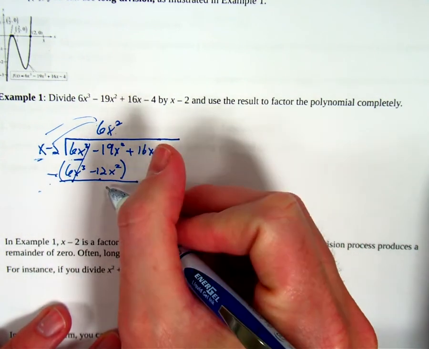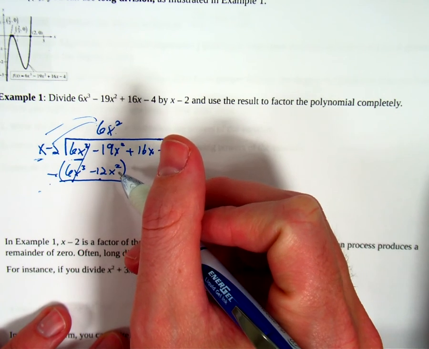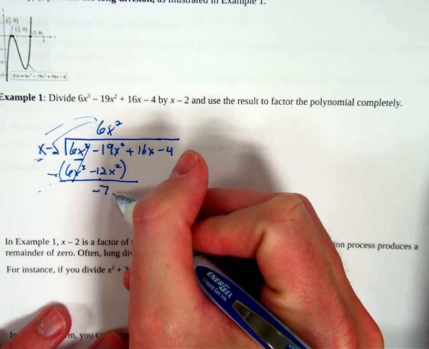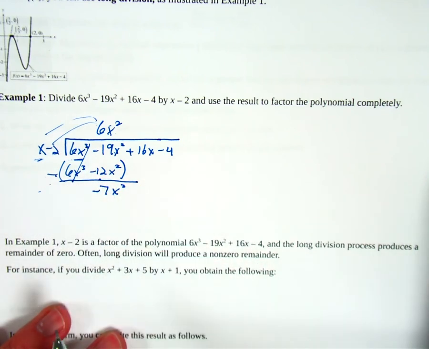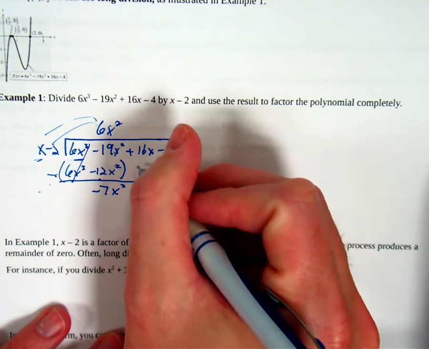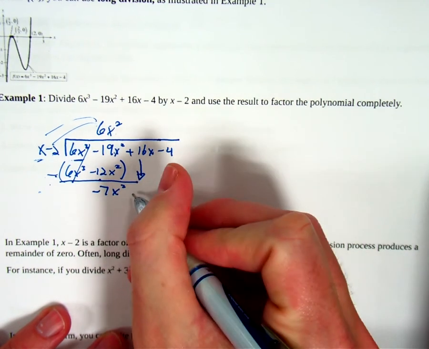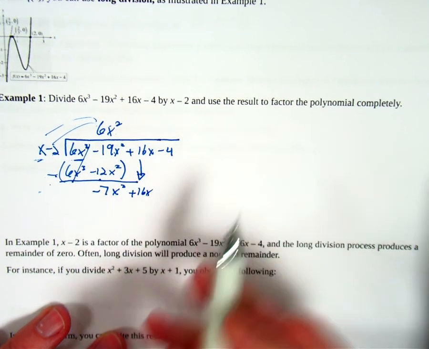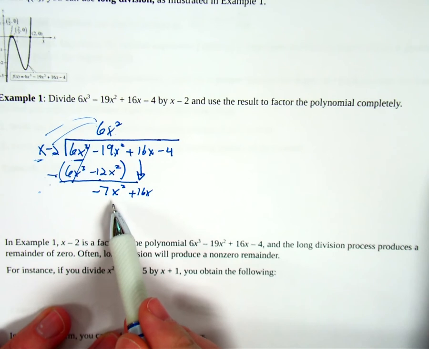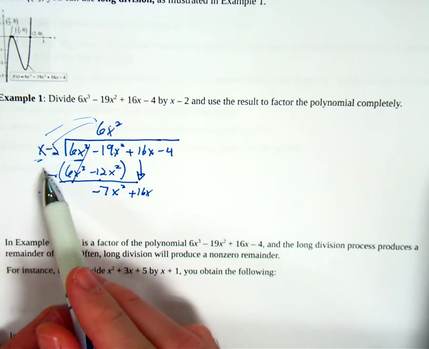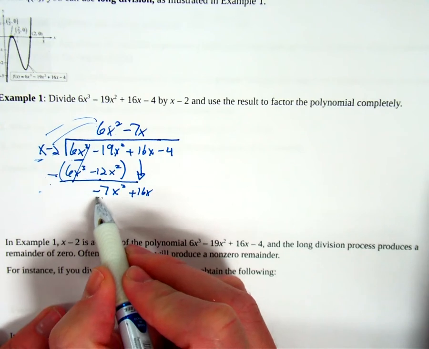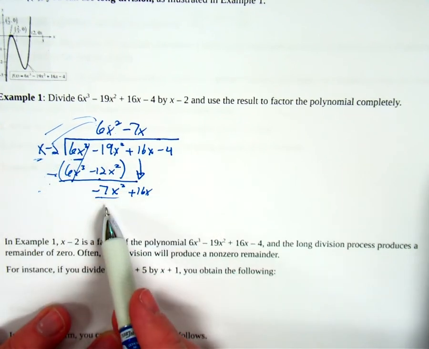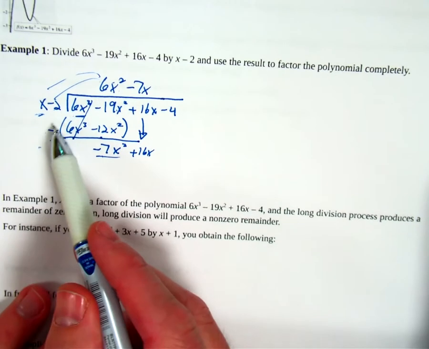So this is actually going to be negative 7x squared. Negative 19 minus negative, so actually plus 12. And then we bring down the next one, plus 16x. Negative 7x squared divided by x is going to be negative 7x. Front divided by front.